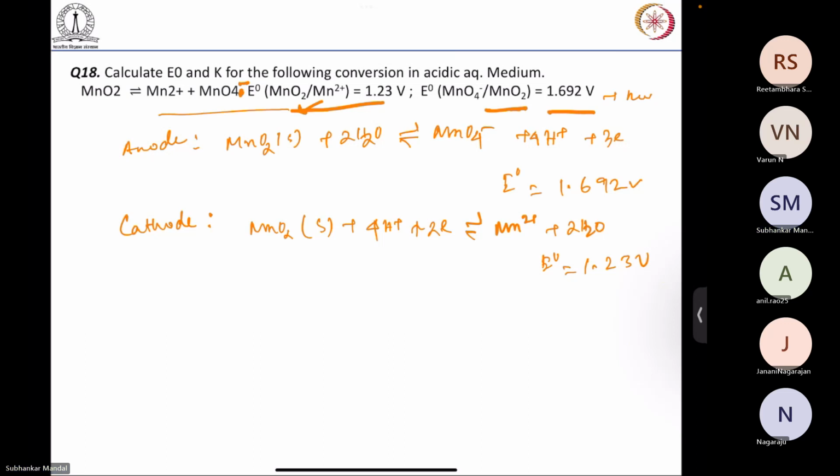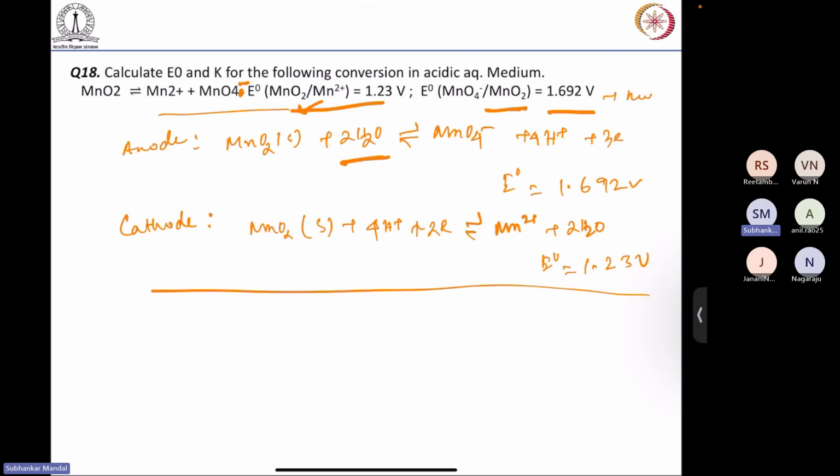Now if I combine these two, what will we get? The 2H2O here and 2H2O there will be cut out. The 4H plus here and 4H plus there will be cut out. Then we have manganese 2 plus and MnO4 minus, whatever is here, that we will get: MnO2 gives MnO4 minus plus Mn2 plus. So that means we have to combine these two equations.